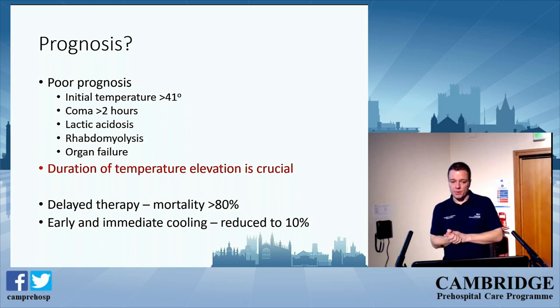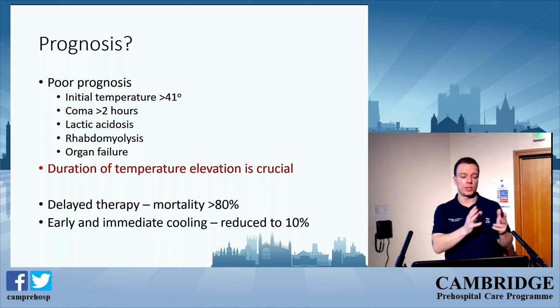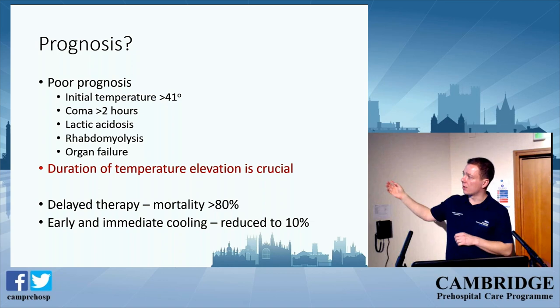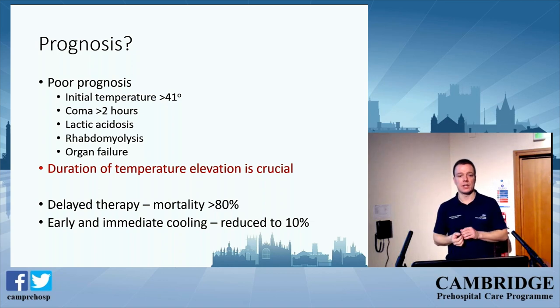So exertional hyperthermia does have a poor prognosis if the initial temperature is more than 41 degrees, if they have a coma for more than 2 hours, so again that relates to the speed at which you can cool them, if they have a lactic acidosis or metabolic evidence of rhabdomyolysis, which you probably won't know pre-hospital, or again if they have evidence of organ failure, primarily kidneys. But I can't emphasize this enough, the duration of the temperature elevation is crucial.